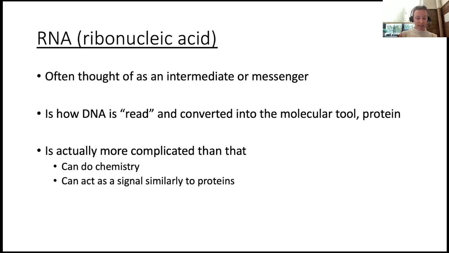RNA is how DNA is read, and it's the intermediate before converting those instructions to the thing that can carry out the instructions, the molecular tool, protein. In reality, RNA is more than just this intermediate between DNA and protein. It can do chemistry, it can do some of the functions that protein can do. But for the sake of this class, we'll think of RNA as a kind of intermediate message.